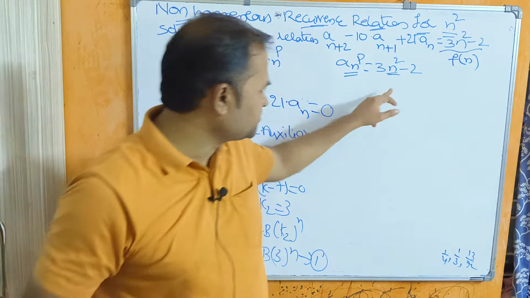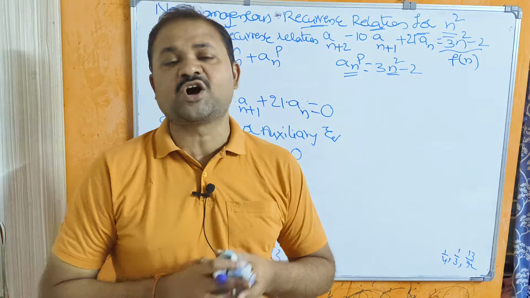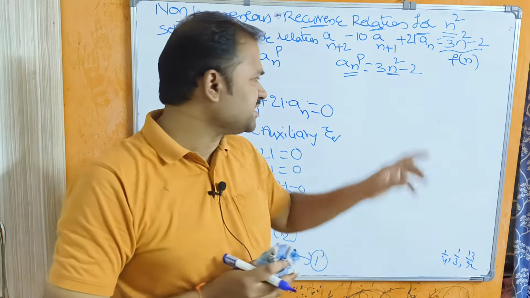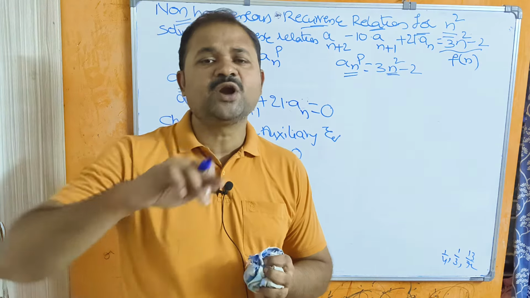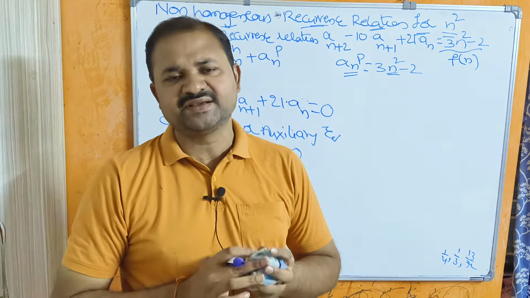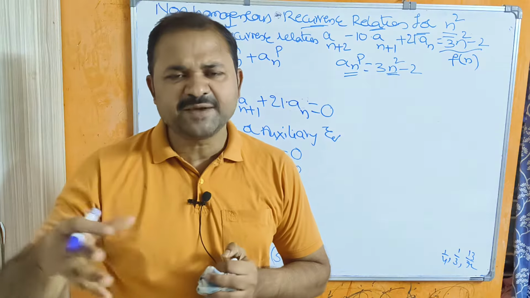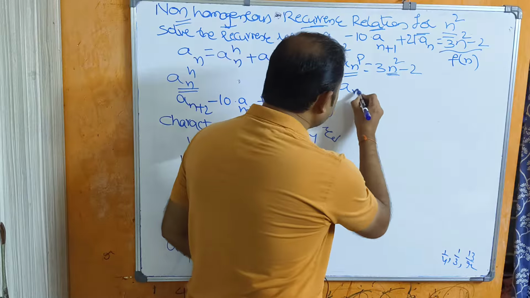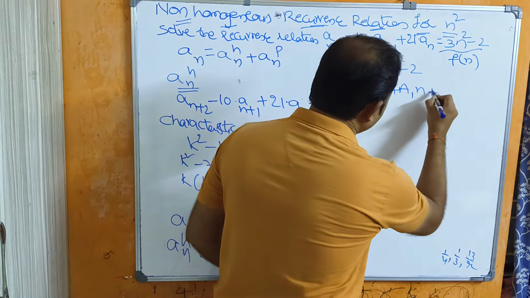So here the general solution is, if the right hand side contains a constant, then the solution is a naught. Whereas if the right hand side contains n, then the solution is a naught plus a1 n. Whereas if the right hand side contains n square, then the general solution is a naught plus a1 n plus a2 n square. So now the general solution is a(n) equal to a naught plus a1 n plus a2 n square.